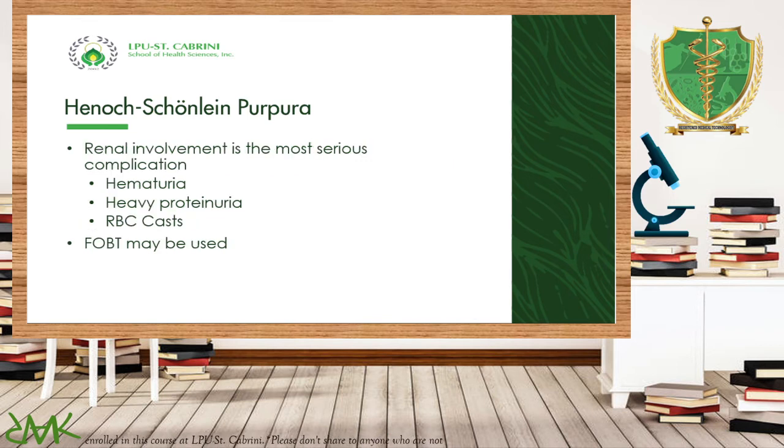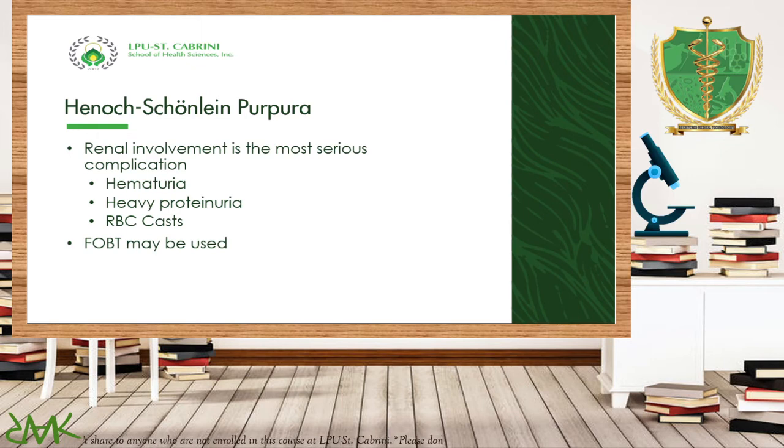In terms of renal involvement, the most serious complications include hematuria, heavy proteinuria, and the presence of RBC casts. We can also use FOBT. What do we mean by FOBT? FOBT is our fecal occult blood test. Occult blood is blood which is not seen in a routine microscopic examination. In other words, it is what we call hidden RBCs.